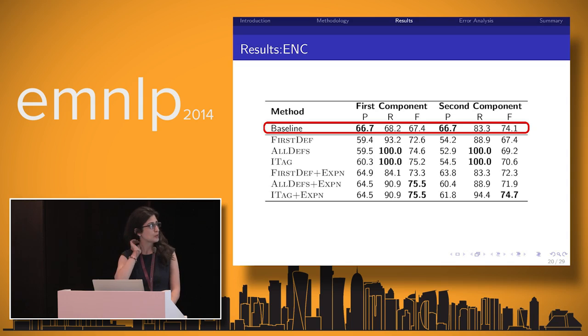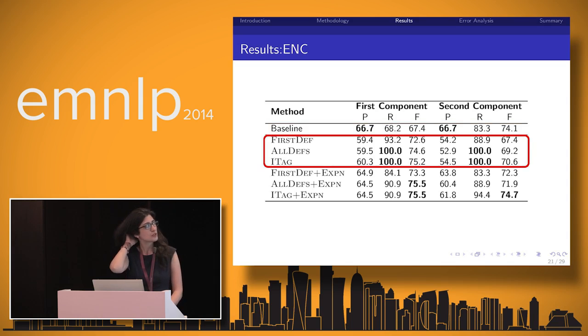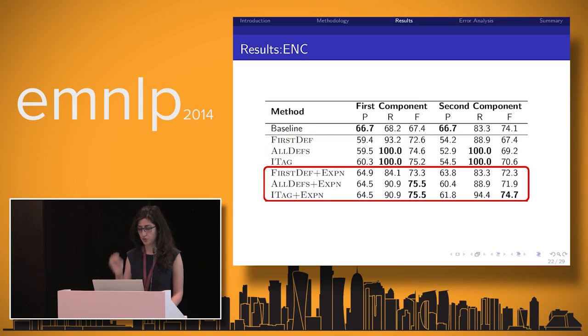So for the 3 approaches, we had first definition, or all definitions, or idiomatic tag. The recall is high, and when we add the definition expansion, for all of the approaches, we see that the F score is improved.